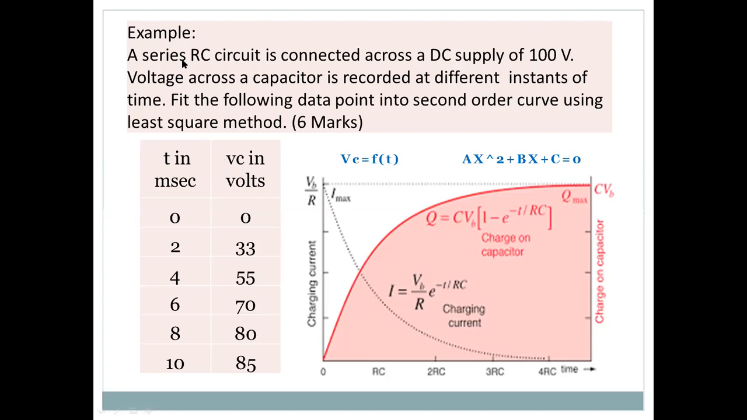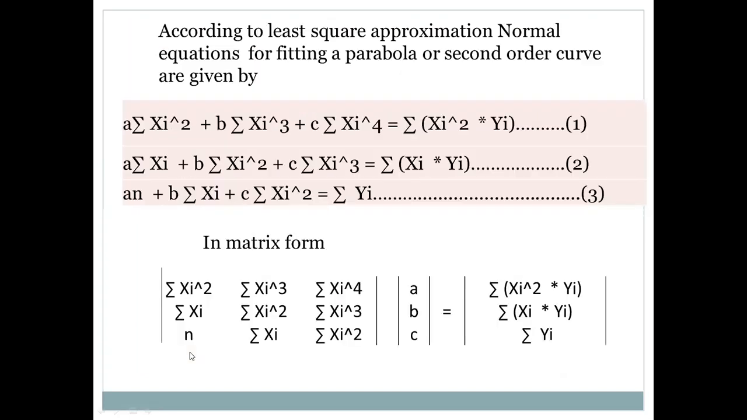So the problem is: fit the following data points into a second order curve using least square method. Here the number of data points are 6, so n equal to 6.